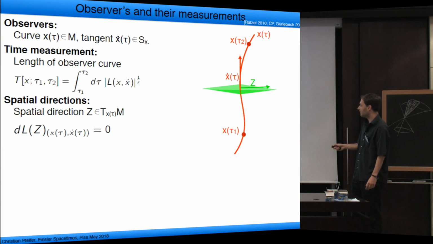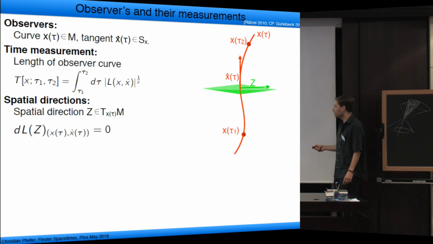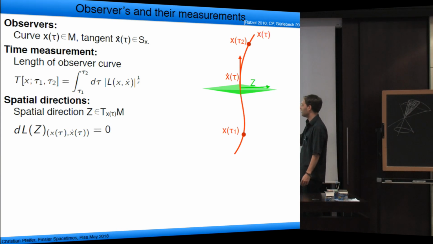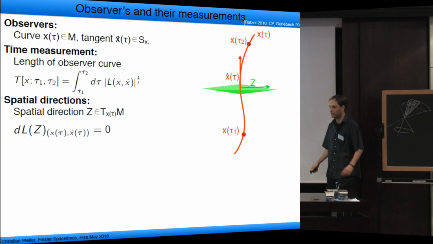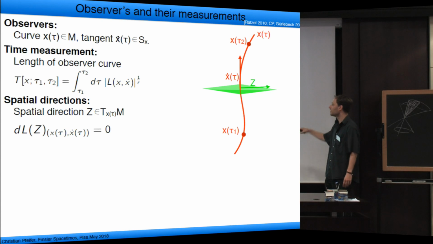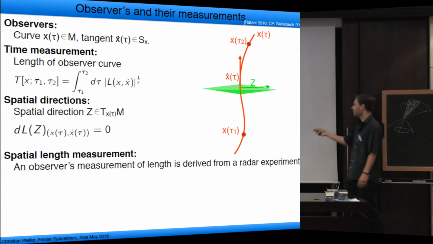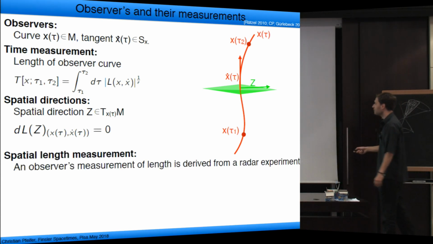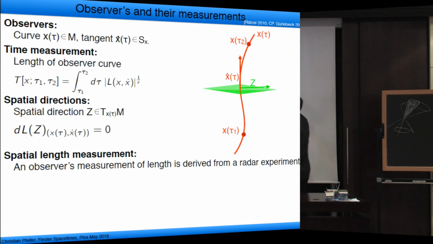And what one finds is that spatial directions can be defined as the set of vectors which are annihilated by the differential of the Finsler Lagrangian at the position of an observer. Also coming from PDE theory, this is exactly the condition which gives you the initial data surface of a hyperbolic PDE, if this L is the dual of a dispersion relation. And then the question is, how does an observer measure spatial length? These definitions are intrinsic to the definition of Finsler spacetimes.